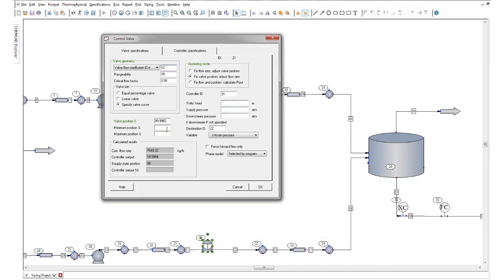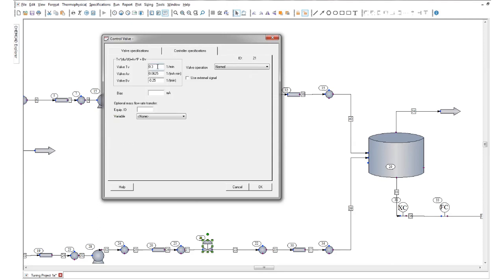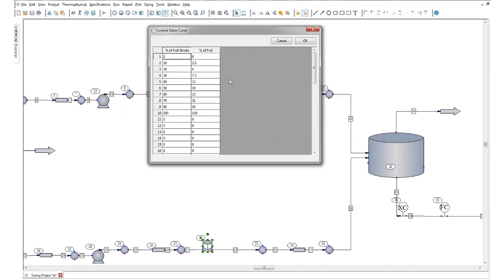Okay, I'm telling it that controller number 31 is controlling this valve, and at the present time I have a time constant for that valve of 0.3 minutes. And I'll click OK. And I'm specifying the valve curve. So if we look at different values of position, this is the different percentages of that full coefficient. So this valve curve is that of an equal percentage valve.